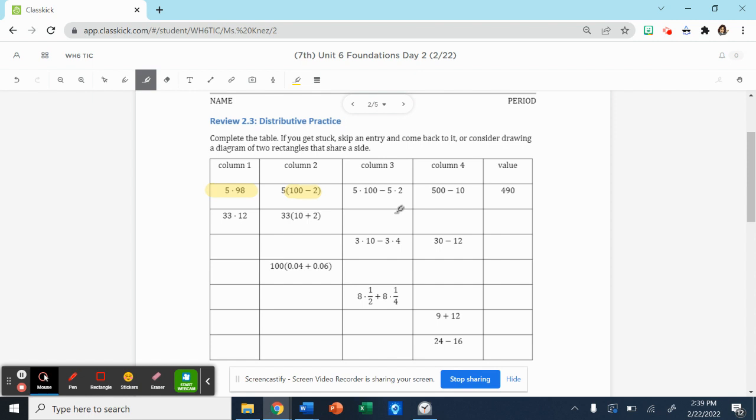Now, what the distributive property allows us to do is to distribute or give 5 to both terms in the expression. For example, I can multiply 5 times 100, and I can multiply 5 times 2. Then I'll rewrite my expression as 5 times 100.